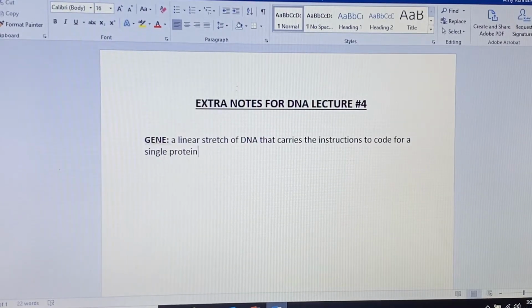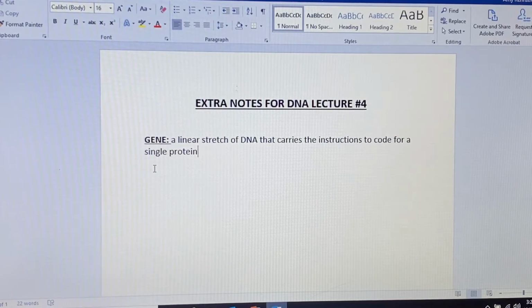And obviously, there are lots of genes because your cells produce lots of different proteins. So the example I'm going to use in the lecture is the insulin gene. Insulin is a protein that helps control your blood sugar, and there is a certain stretch of DNA that corresponds to a gene for insulin production. So basically it's the instructions to allow your cells to make the insulin protein.